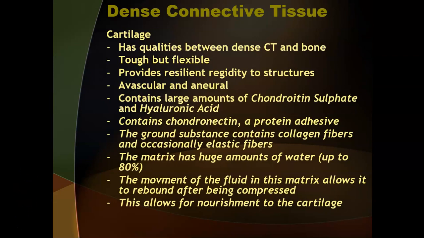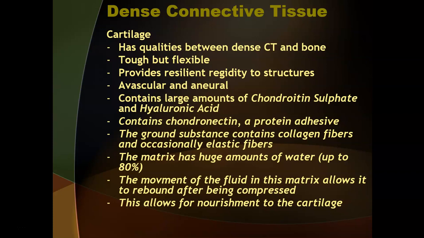The next type of dense connective tissue is called cartilage. And we sort of alluded to cartilage quite a bit in the lectures in other areas. Cartilage has qualities between dense connective tissue and bone. So it's not quite as loose as dense connective tissue, even though dense is not overly loose, but if you grab a tendon on your muscle, you can see how much movement there is there, how it can bend, and the hardness of bone. So it's somewhere in between.